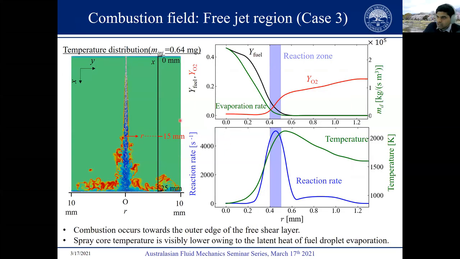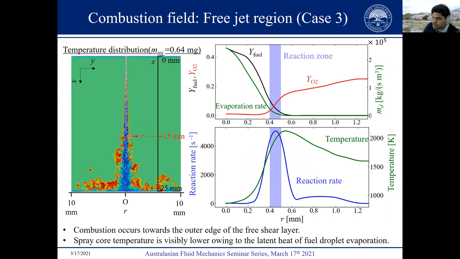Okay, so let's examine the chemical structure of this spray flame. I'm only showing the results for case 3 because the results for the other 2 cases are qualitatively similar. The only difference is quantitative. These figures here show the radial distributions of fuel mass fraction and oxygen mass fraction, then the droplet evaporation rate, and then the reaction rate, as well as the gas phase temperature.